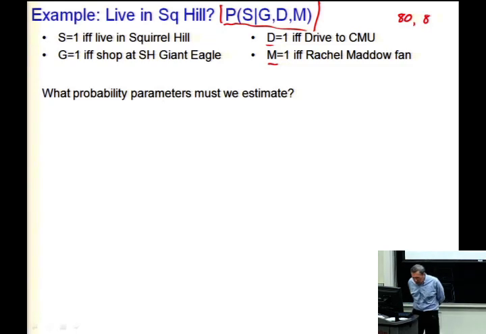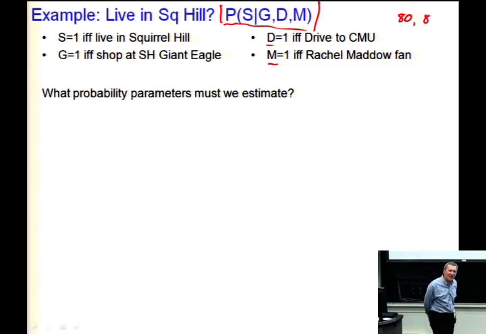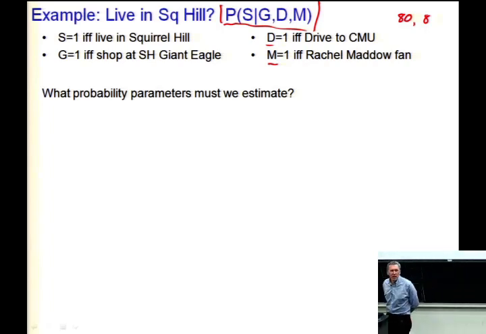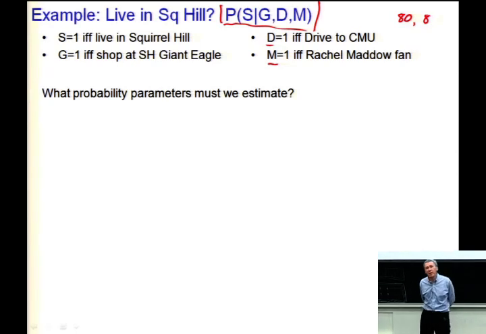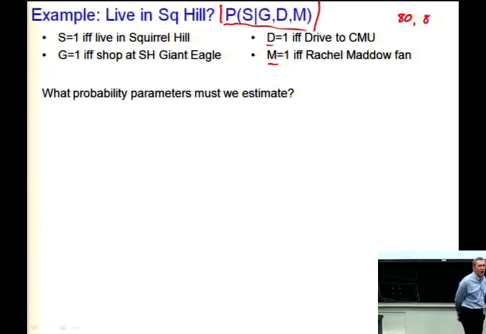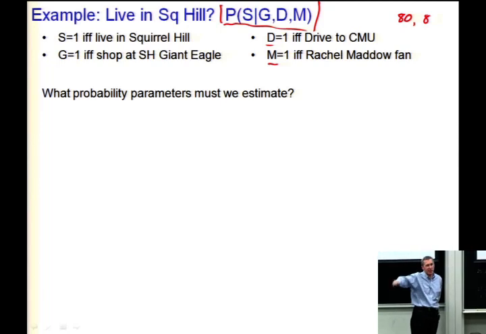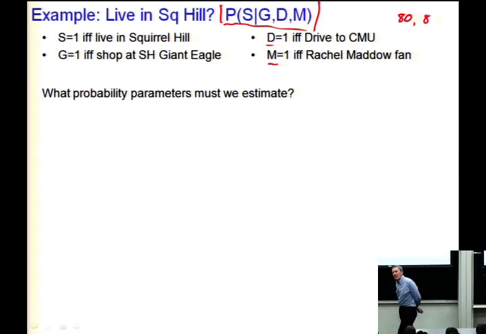Okay, so now, what are the terms exactly that we have to estimate here? Let's see, we needed P of y, and we need the P of x sub i given y for each of the xi's, right? Okay, so let's start with P of y. That's easy.